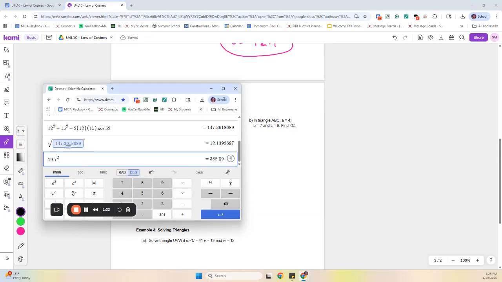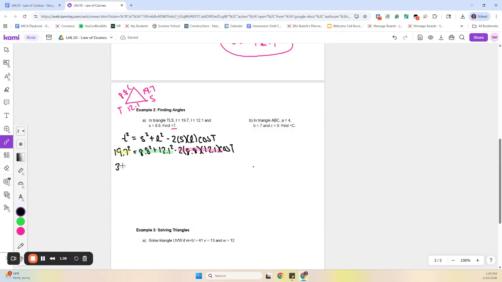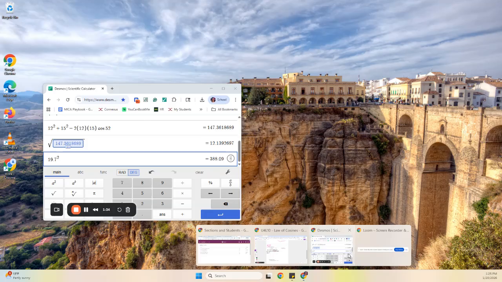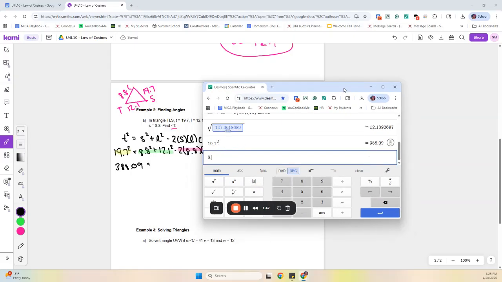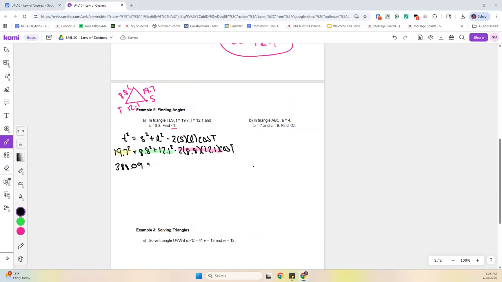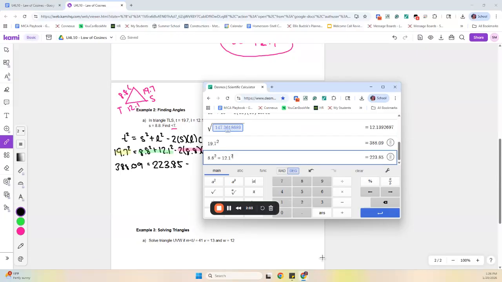And I get 388.09 equals 8.8 squared plus 12.1 squared. So 8.8 squared plus 12.1 squared, we get 223.85. 223.85 minus 2 times 8.8 times 12.1. 2 times 8.8 times 12.1 is 212.96.